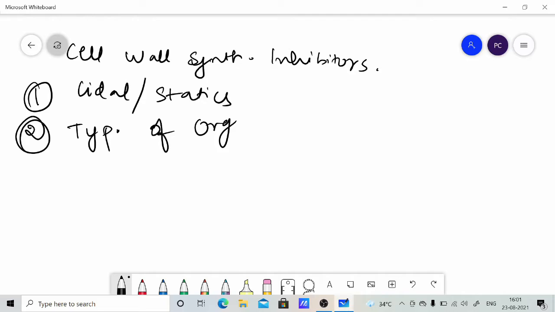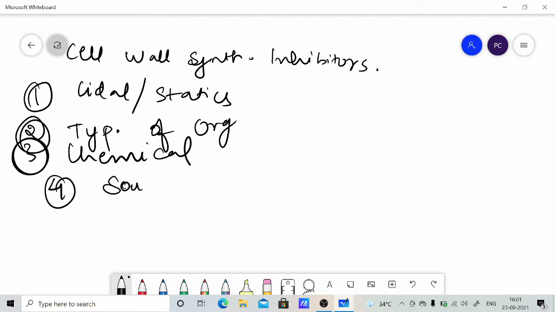We are studying antimicrobials, so we'll discuss today about the antibiotics or antibacterials. It also depends on their chemical structure, their source of origin, that is, if it is antibiotic or non-antibiotic. Antibiotics are obtained from microorganisms themselves and used against another microorganism. The fifth one is mechanism of action.